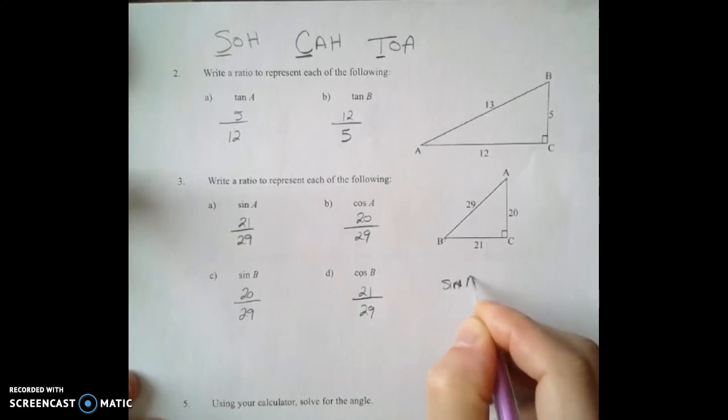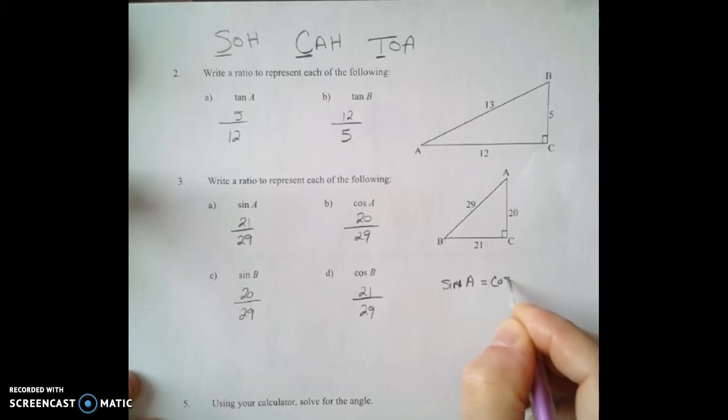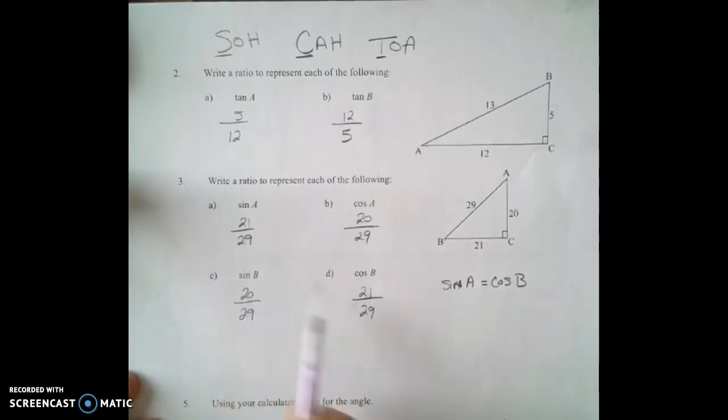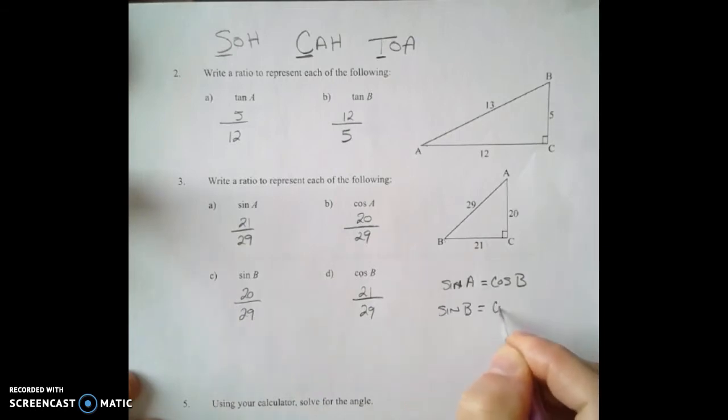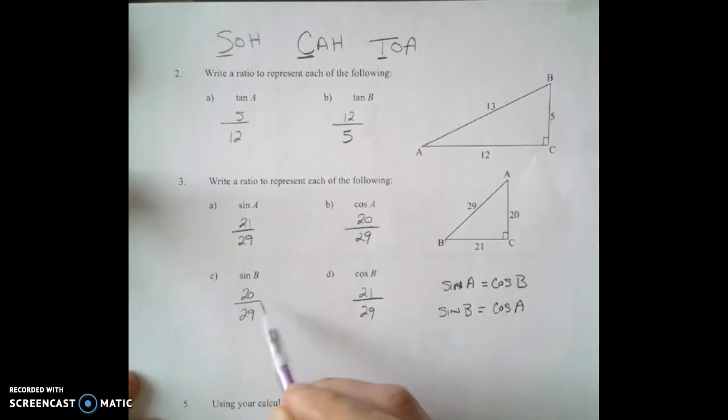Notice here, sine of angle A is the same as cosine of angle B. They were each 21 over 29. And it's the same with sine of B. Sine of angle B is equal to the cosine of angle A. They were both equal to 20 over 29.